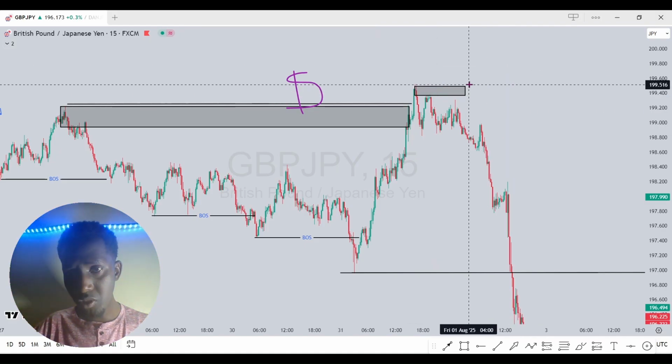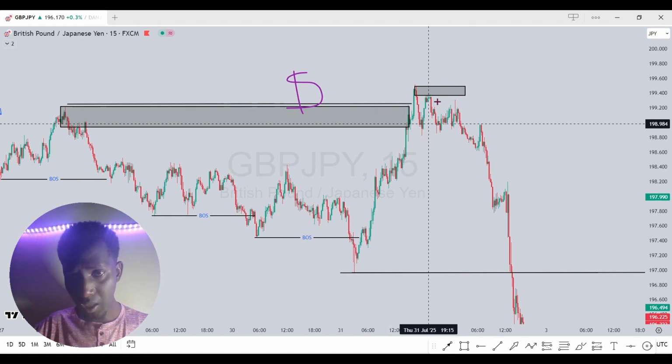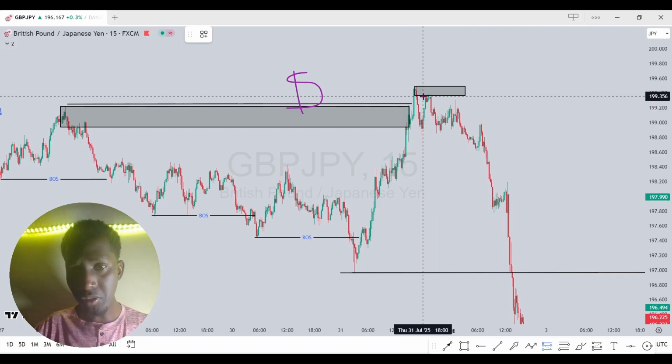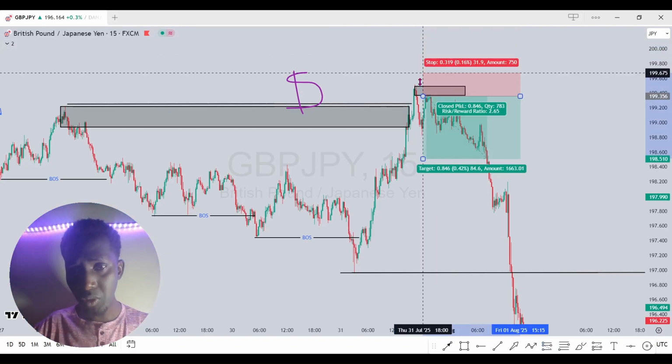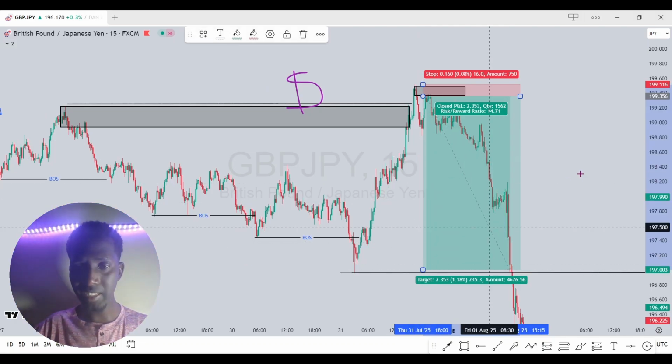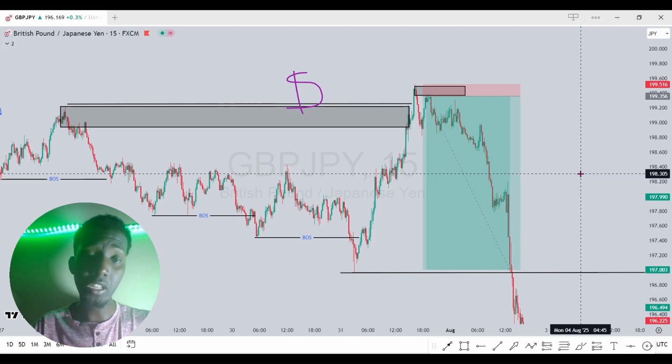So we need to wait for institutions to push this price to come to this zone, and then you enter your position. This is where I entered my position, and then you put your stop loss a little bit above your zone, and then you target the new equal low. That's how we trade. It's simple and it's easy when you understand. Let me show you an example of my journal, how I journal trades.